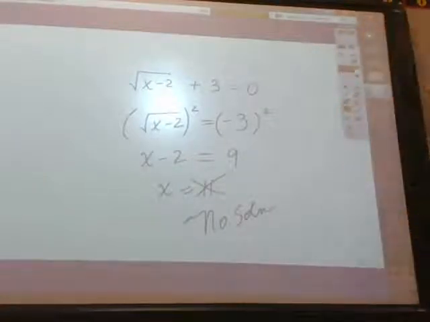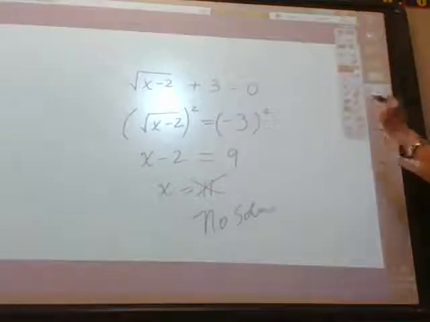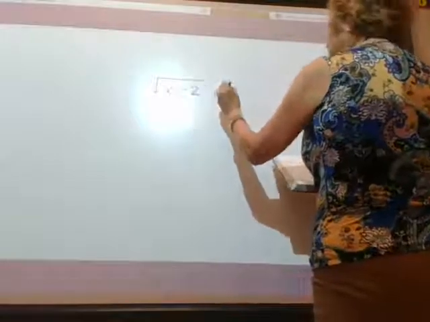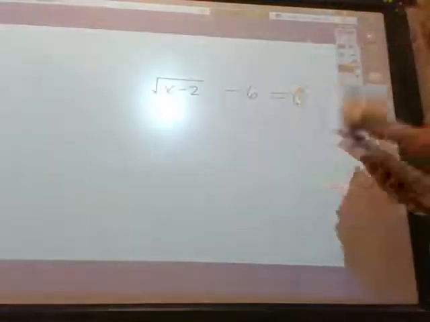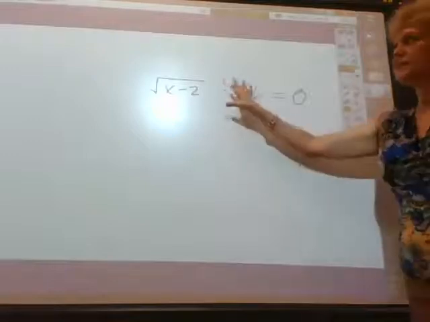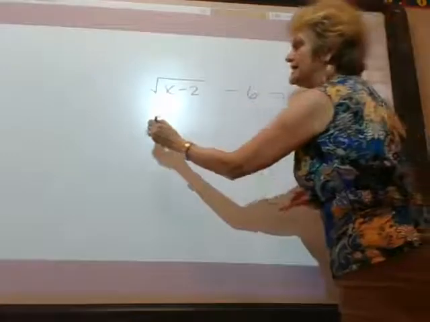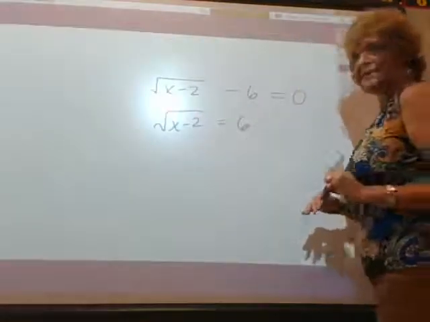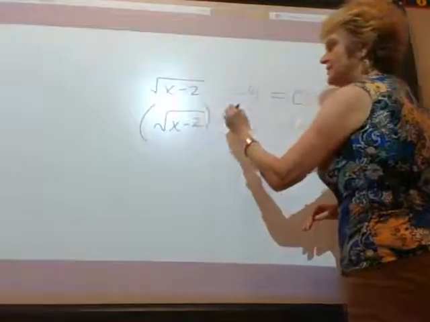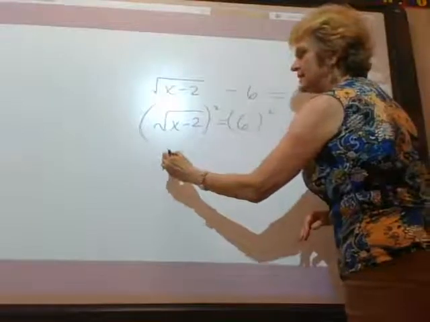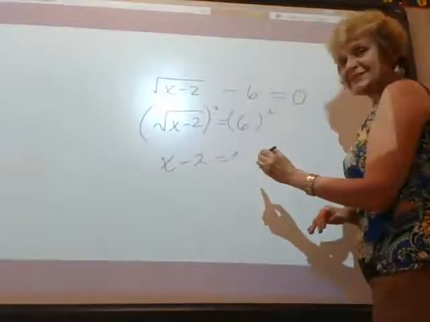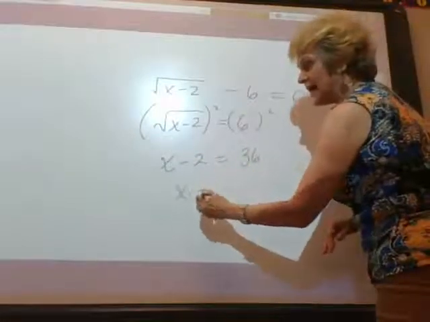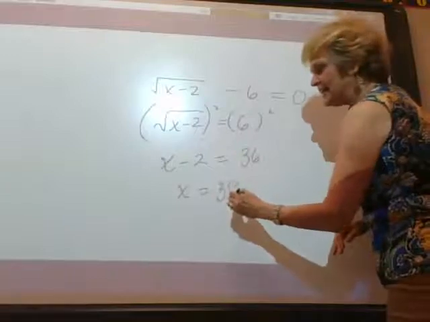All right, let's do another example. Let's look at 108.2. So in this one, we have the square root of x minus 2, minus 6, is 0. All right, so just like last time, I'm going to add the 6. I want to isolate my radical. All right, I'm going to square both sides. I get x minus 2 equals 36. I'm going to solve for x by adding 2, and I get 38.